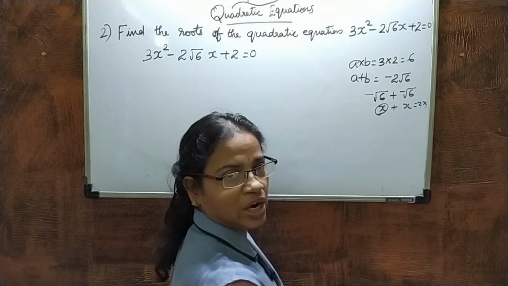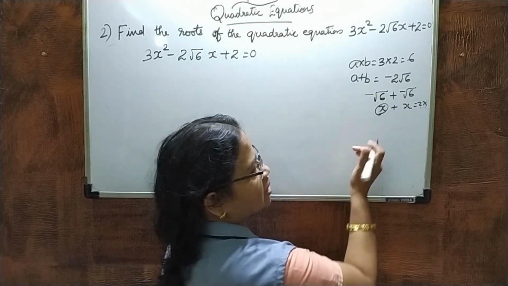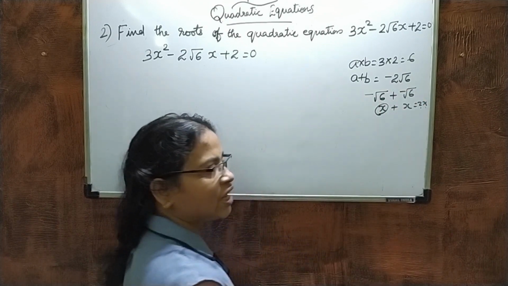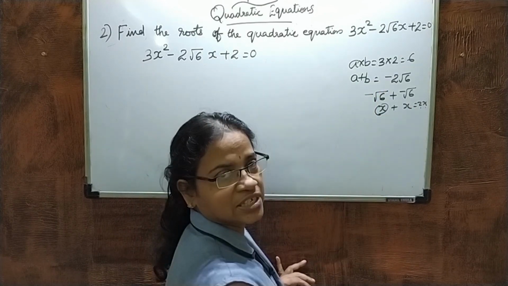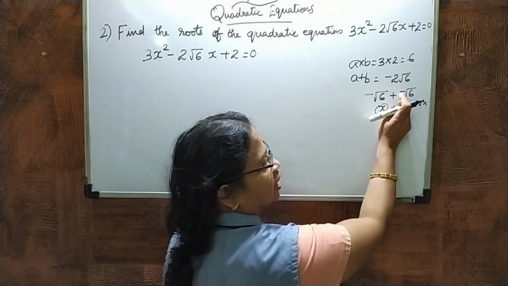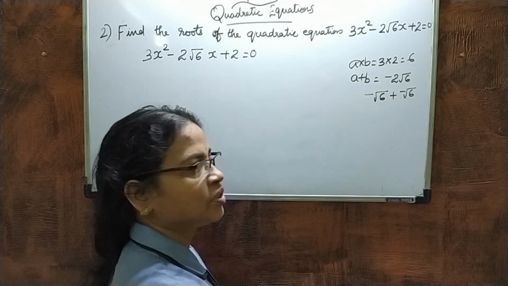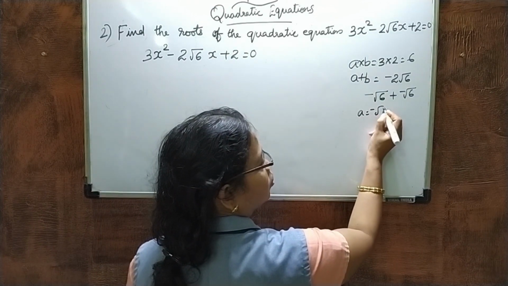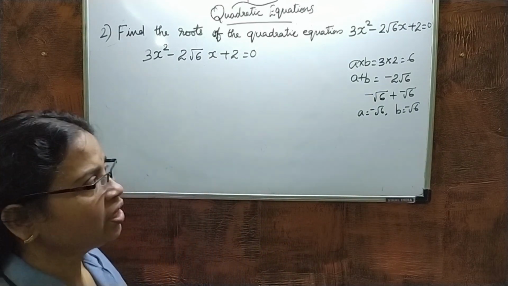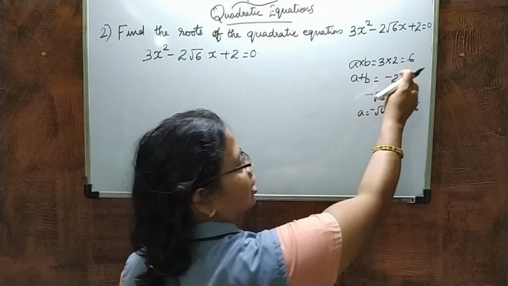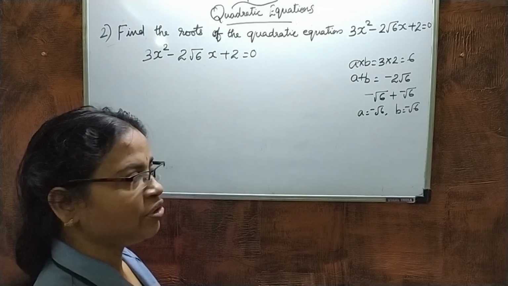1 plus 1, it is 2. Then negative root 6 and negative root 6, so what will you get? Negative 2 root 6. Then just find out whether these two numbers, when you multiply, will you get the answer 6? Yes. Negative into negative, positive. Root 6 into root 6, you will get the answer 6. So a is equal to negative root 6 and b is equal to negative root 6. Clear? So if you take multiplication factors and are not getting the sum, just find out the addition factors. Okay, then you can proceed.